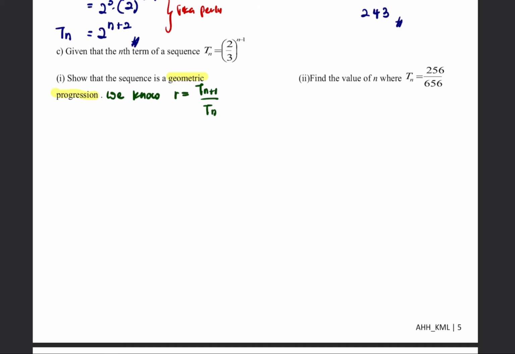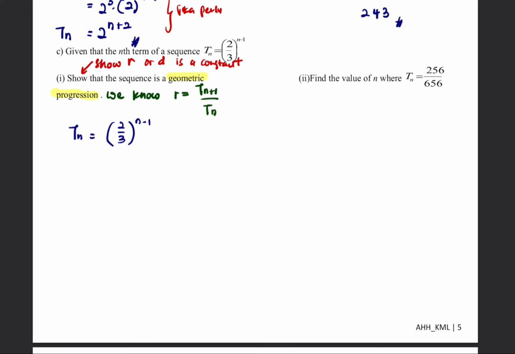Okay, so when the question asks to show, what are we going to find? What we are going to do is we are going to show our R, or D kalau dalam arithmetic, is a constant. Okay, is a constant. Itu yang kita akan buat. So let's see. The question give us nth term. Tn is equals to 2 over 3 to the power of n minus 1. Okay, so we have Tn. Tn ni ialah Tn yang ni.